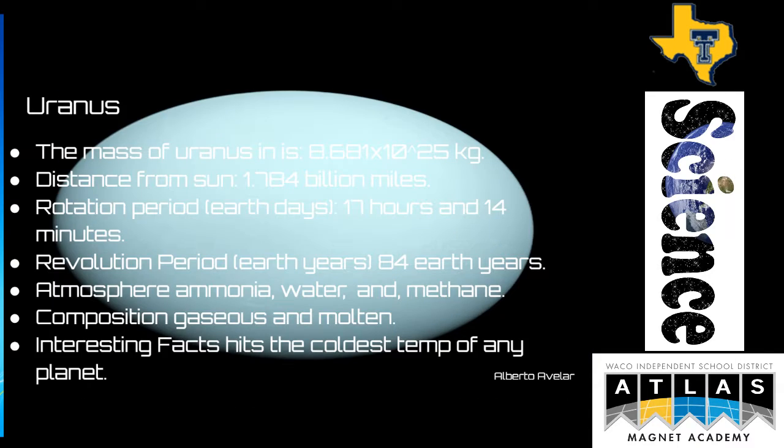Uranus. The mass of Uranus is 8.681 times 10 to the 25th kilograms. Distance from sun is 1.784 billion miles. Rotation period in Earth days is 17 hours and 14 minutes. Revolution period in Earth days is 84 Earth years. Atmosphere: ammonia, water, and methane. Composition: gaseous and molten. Interesting fact, it's the coldest temperature of any planet.